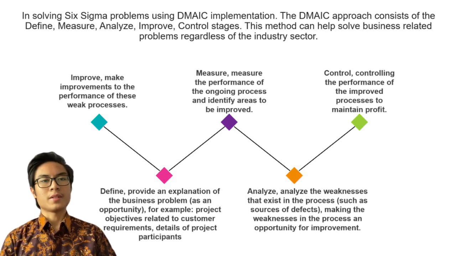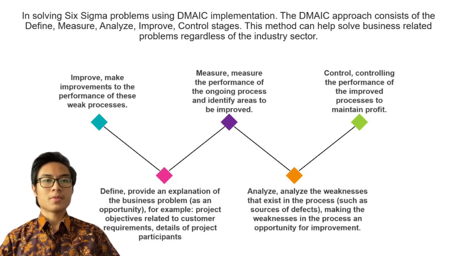First, we have define. It provides an explanation of the business problem as an opportunity, for example, the project objective related to customer requirements or details of project participants. Next is measure. Measure the performance of the ongoing process and identify areas to be improved. Next is analyze. Analyze the weaknesses that exist in the process, such as sources of defects, making the weakness in the process an opportunity for improvement.